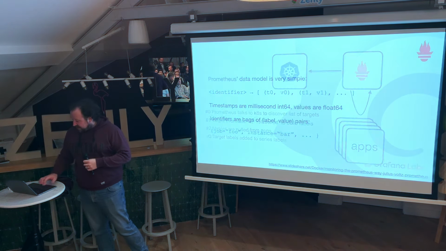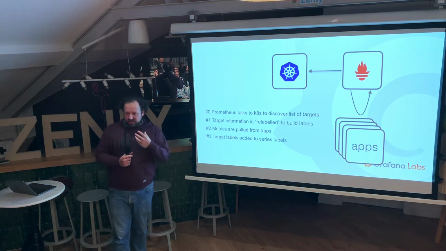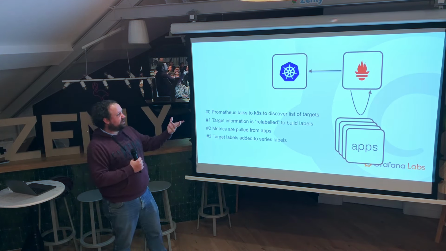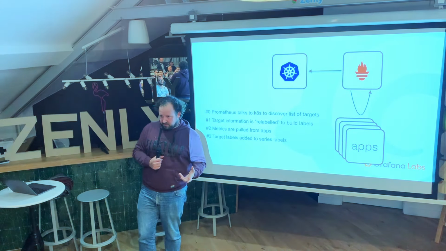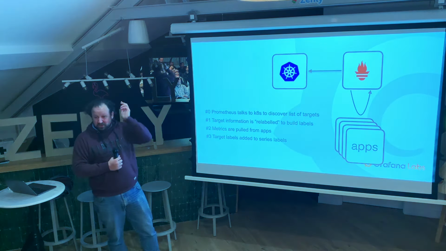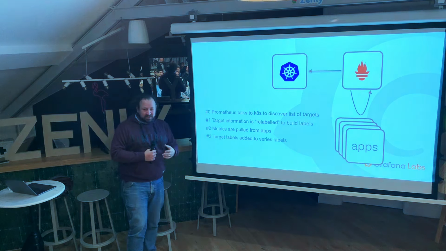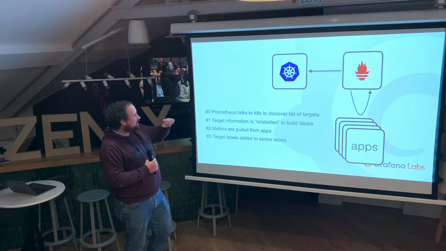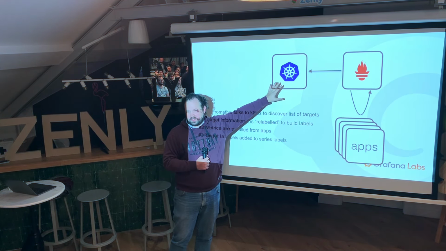And so where do these label pairs come from? This is the whole key, the thing that makes Prometheus really powerful: it integrates with your service discovery systems. We're at a CNCF meetup here, so I'm going to talk about Kubernetes. But it's not just Kubernetes. You can use DNS, you can use Consul, you can use anything. But Prometheus will talk to your service discovery system.